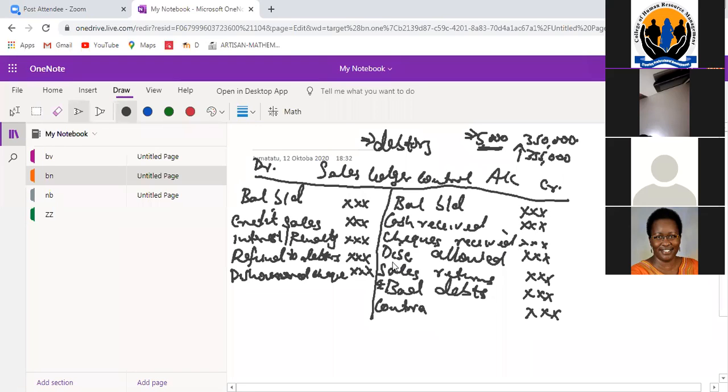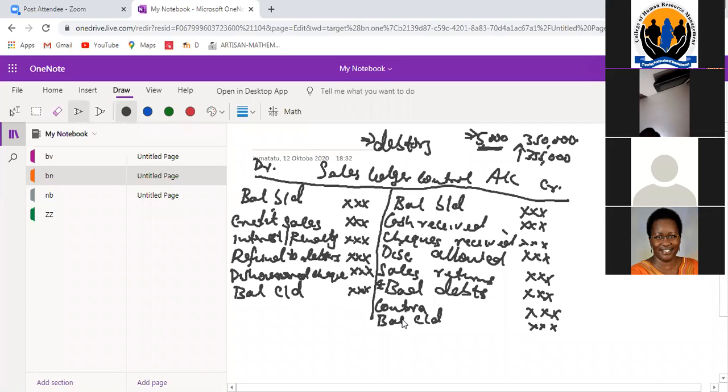It is still going to appear there. Refund to customers. There we are going to have refund from customers, from suppliers. Dishonored check is also going to appear there if it arises. And then we are going to finish by having the balance carried down, which is also going to be appearing on both sides like that.